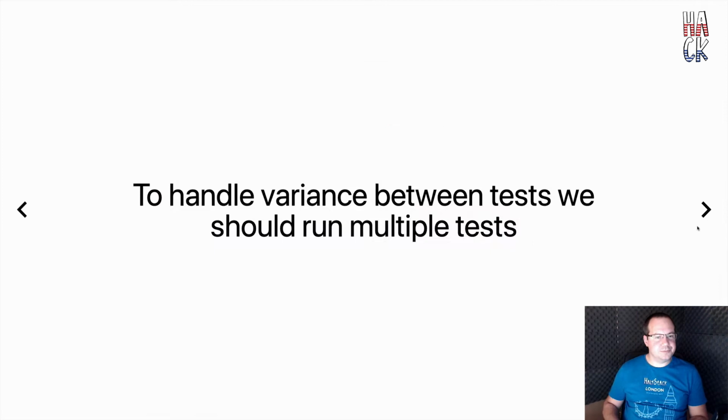To handle variance between tests, it's very important that we run multiple tests, and the reason for that is when we hit the website the first time, we might hit the CDN and it might not have cached the page, so it has to make a request to the page. Then the next request might be cached from the CDN. So it's good to get an average of those different scenarios.